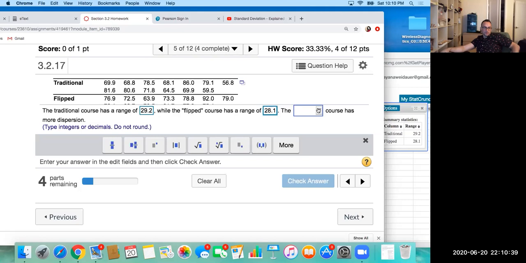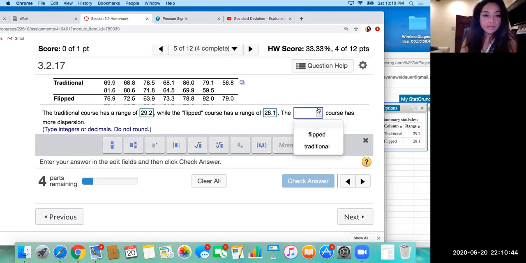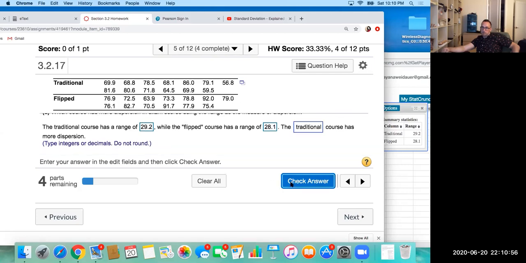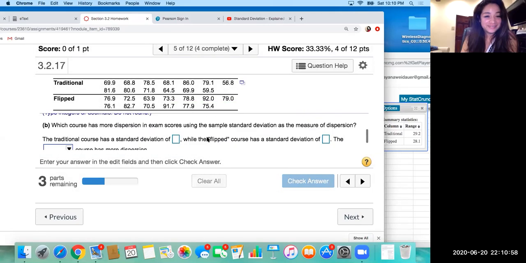Cool. So the traditional course has more dispersion? Yeah, because the range is bigger. You've made my life much easier.